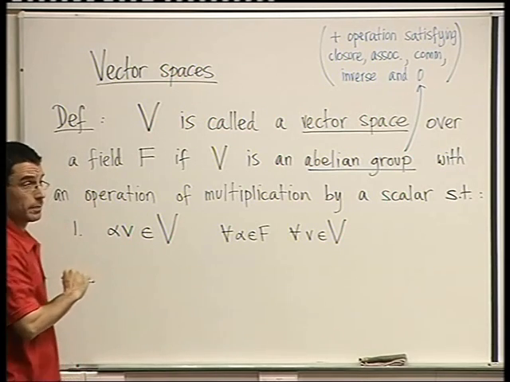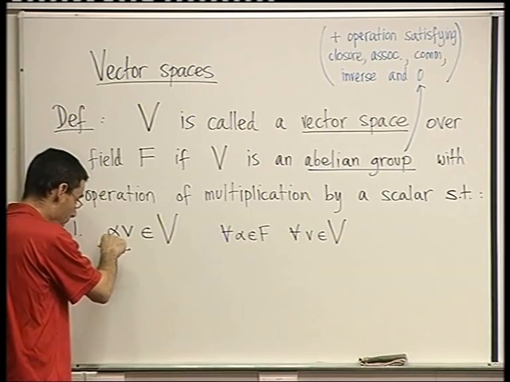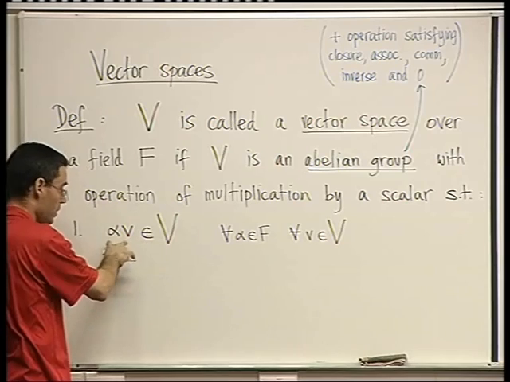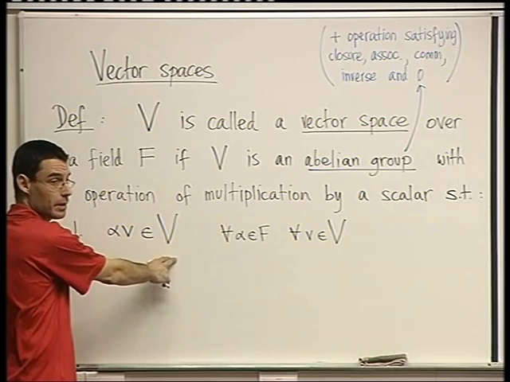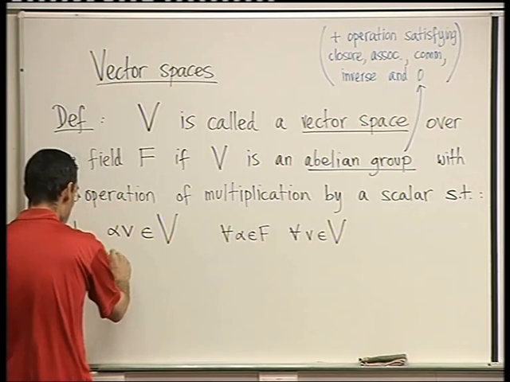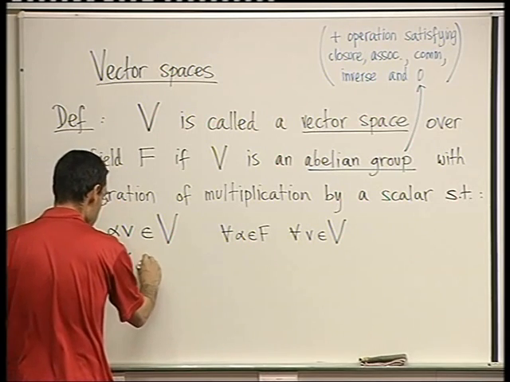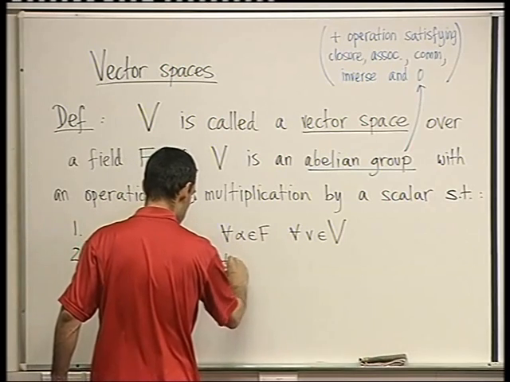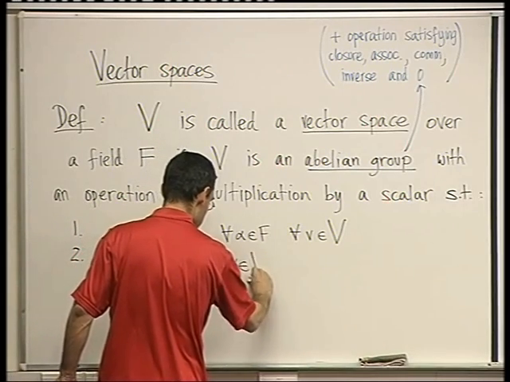Exactly, it's the closure, right? This is saying that multiplication of a vector by a scalar is closed. You get again a vector. Okay? Property number 2, 1 times v equals v for every v in V.